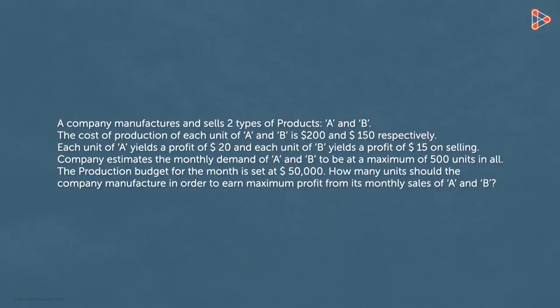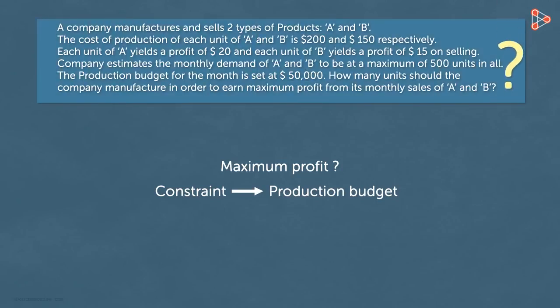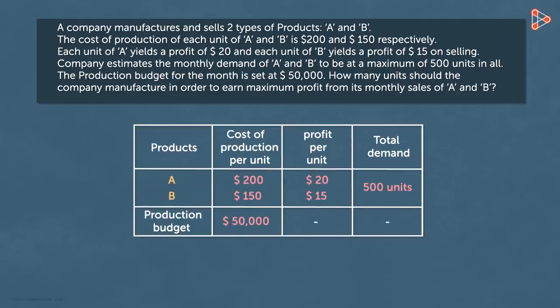Go through this example. We have to find the maximum profit the company can earn with the constraint. The constraint here is the production budget. But how do we approach this problem now? First, let's try to represent this problem in a tabular form. Can you give it a try? Here it is. Go through it well.